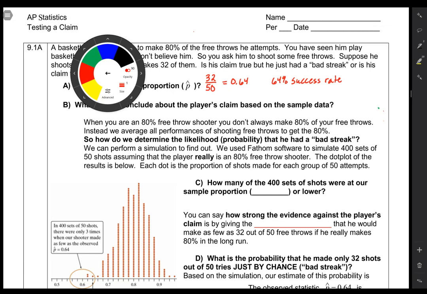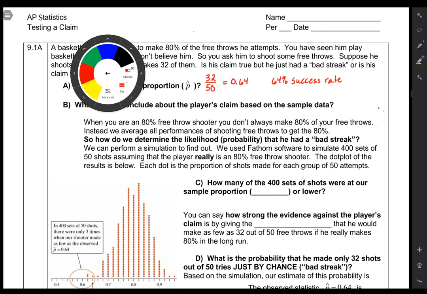Part B, what can we conclude about the player's claim based on sample data? When you're an 80% free throw shooter, you don't always make 80% of your free throws. Instead, we average all performances of shooting free throws to get the 80%. So how do we determine the likelihood, the probability that he had a bad streak? We can perform a simulation to find out.